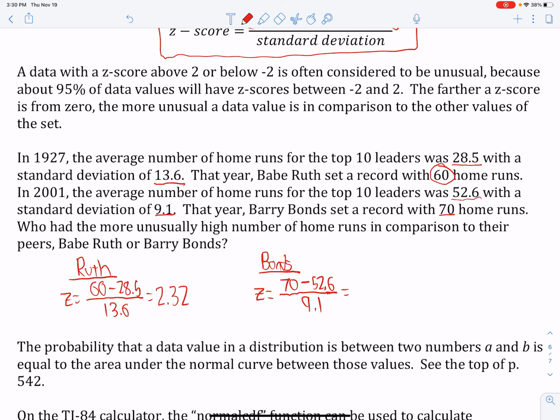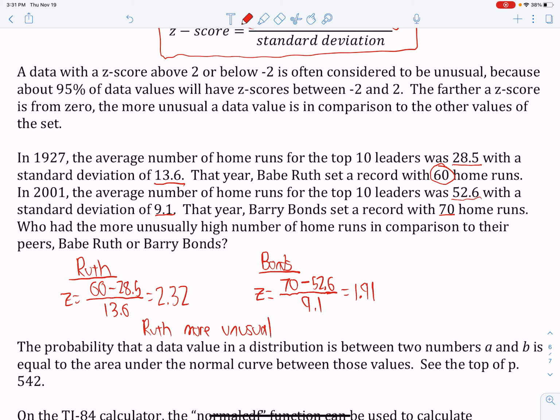70 minus 52.6 divided by 9.1, we end up with about 1.91. Still very high. Still almost 2 standard deviations above the average of the top 10 hitters. So that's still extremely unusually high. But in comparison to their peers at the time, Ruth was more unusual because he had a higher z-score.